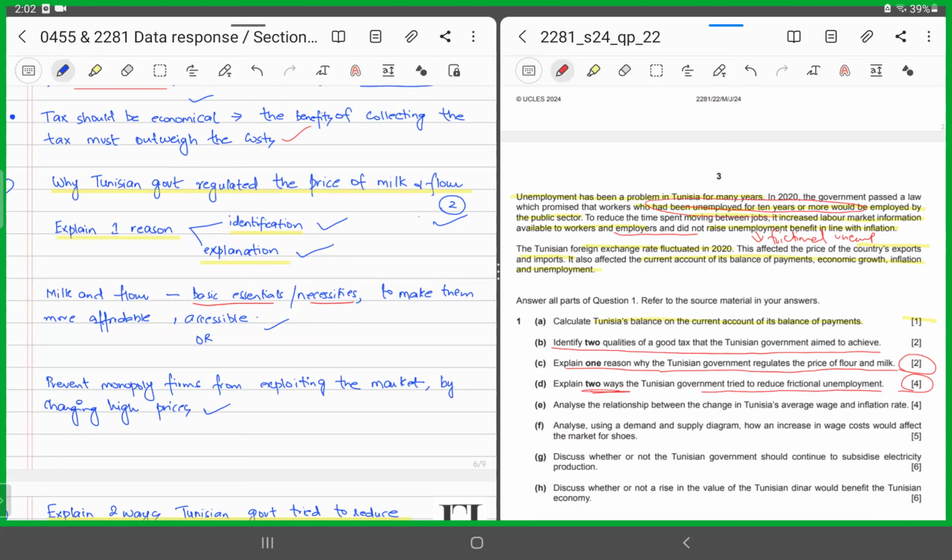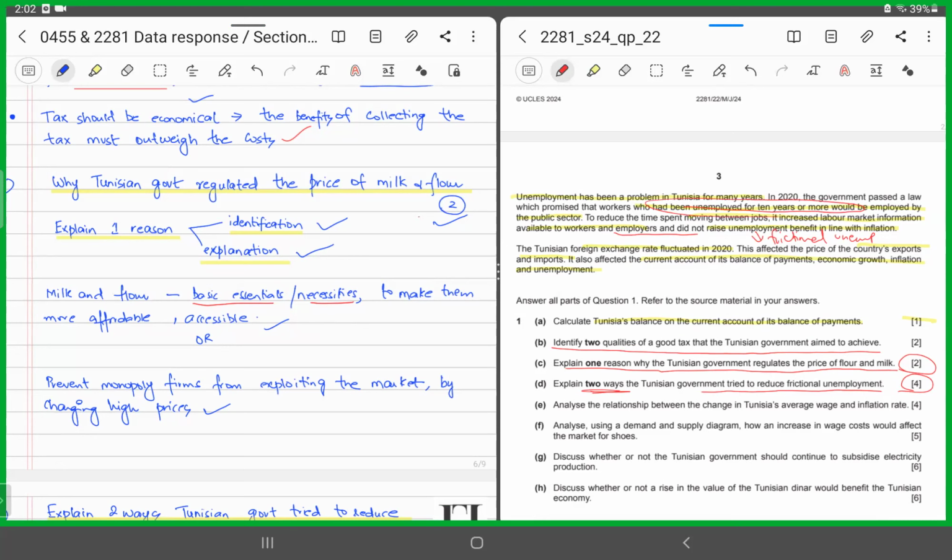The first thing you'll mention in this question is that there exists a positive relationship. Both rose and fell together. As the change in average wage rate rose, so did the inflation rate. Or you could say, as the change in average wage rate fell, so did the inflation rate. You mention that and 2 marks will be awarded. Next, you'll give the evidence and the explanation.